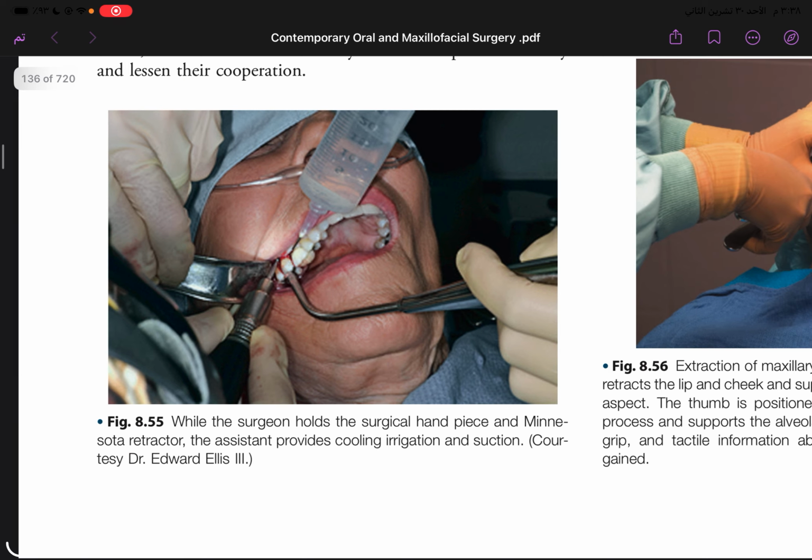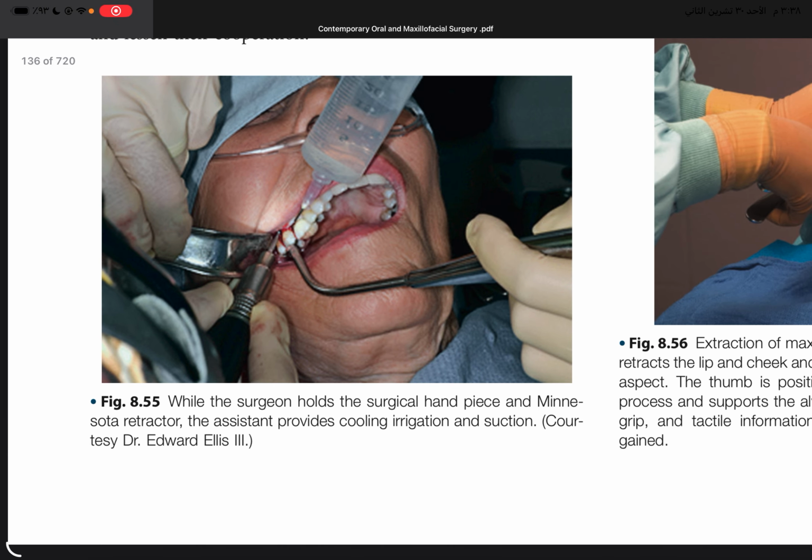While the surgeon holds the surgical handpiece and Minnesota retractor, the assistant provides cooling, irrigation, and suction.